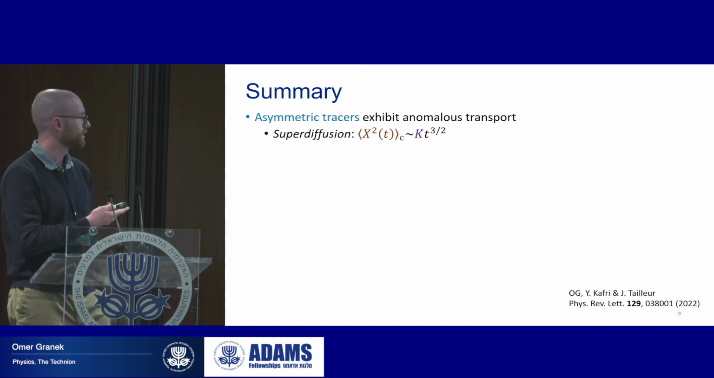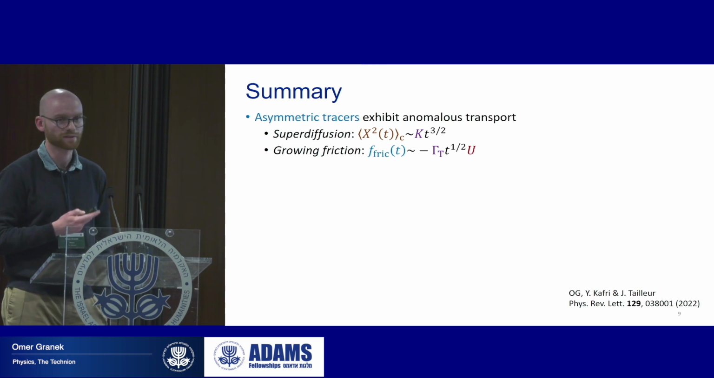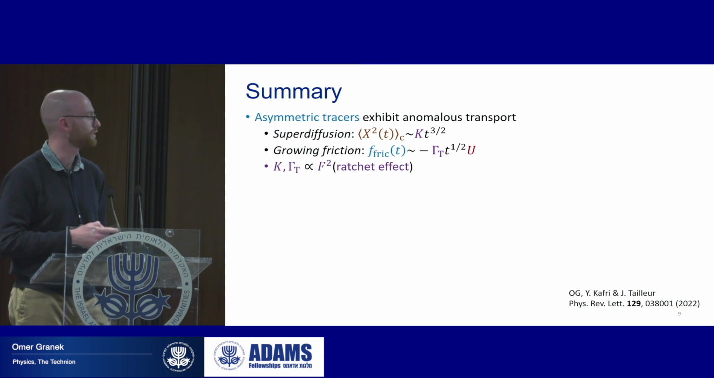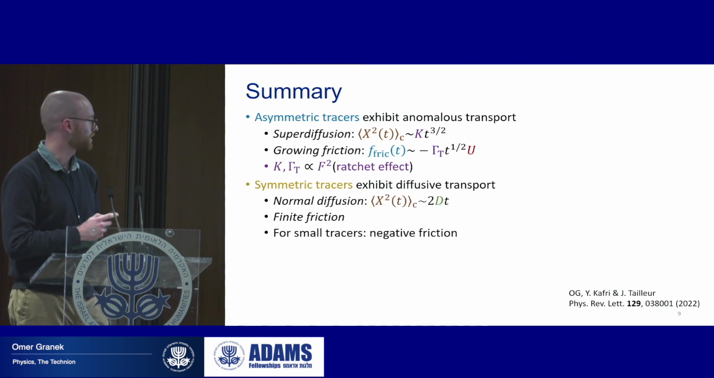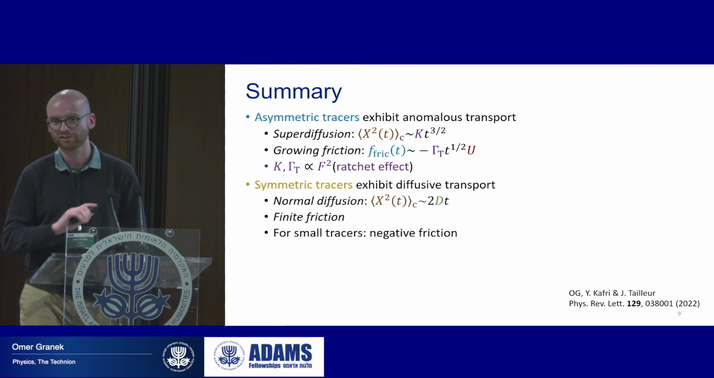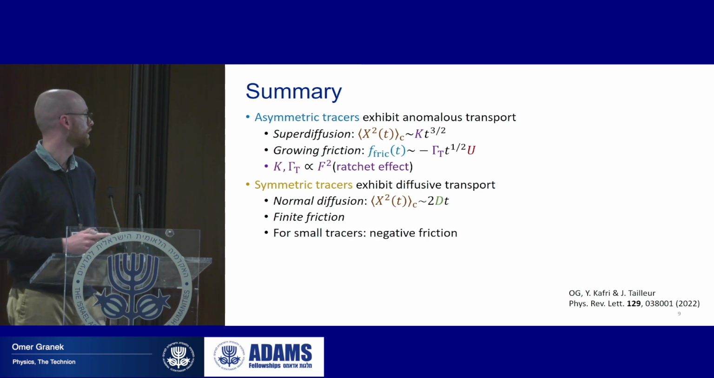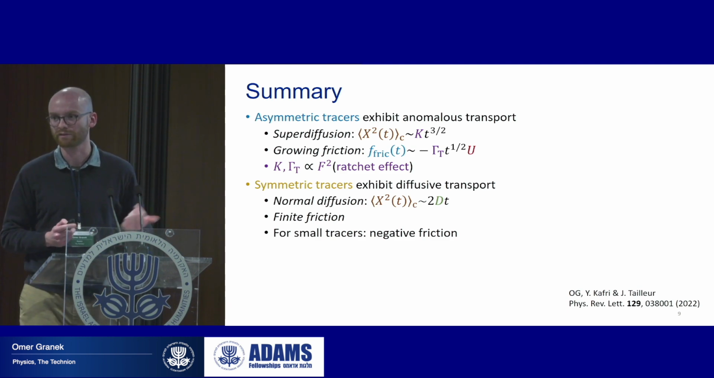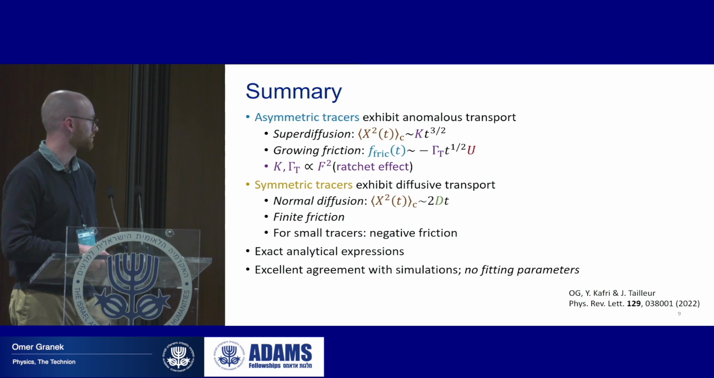So to conclude, asymmetric tracers undergo superdiffusion, experience a friction force that grows with time. We've identified those as a ratchet effect. Symmetric tracers undergo normal diffusion, just like in equilibrium, just like for textbook Brownian motion, and experience a finite friction force, which can actually be negative if the size of the tracer is too small. We have analytical expressions for everything you see here, and agreement with simulations without any fitting parameters.